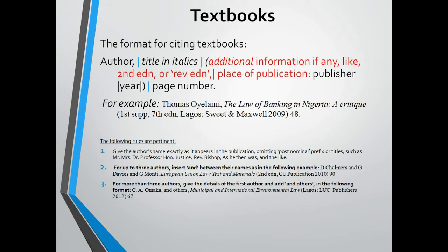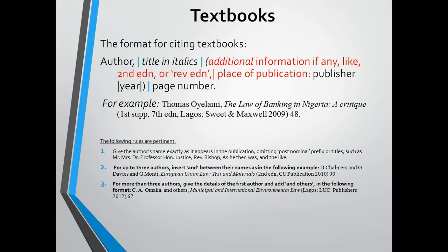The next one is textbooks. The format for citing textbooks is just the author, comma, title in italics, and then in round brackets, you add the additional information, if any, like second edition or revised edition or place of publication, and then you include the publisher and the year of publication.